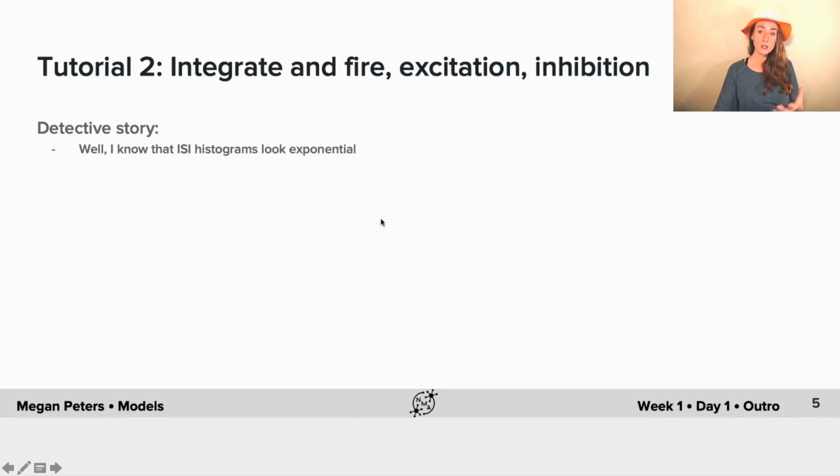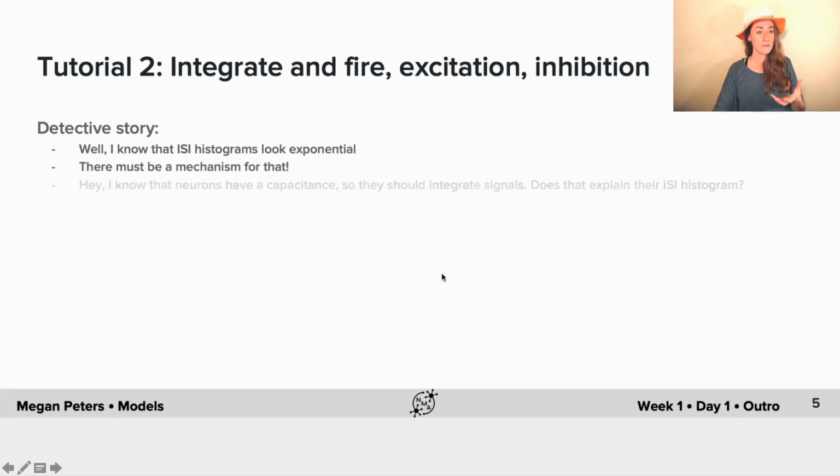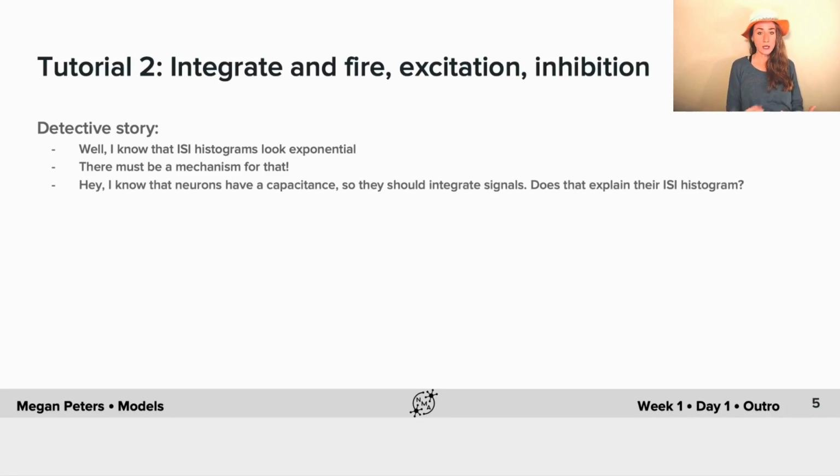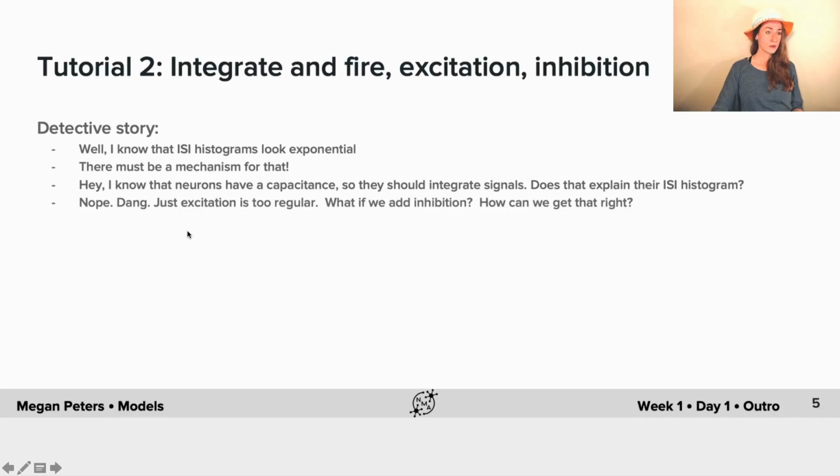And we thought, well, there's probably a specific mechanism that makes them look like that. And so then we said, okay, well, what is that mechanism? How would that work in a biophysical system? What bits of the physiology could make it do that? So we know that neurons have capacitance, for example, so they should integrate these signals. And we wanted to see, does that explain this interspike interval histogram? And so we found out that nope, it didn't work.